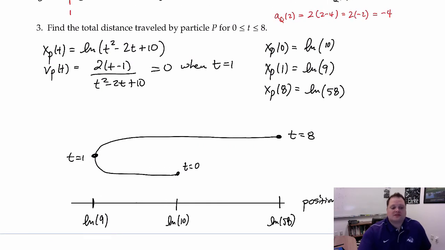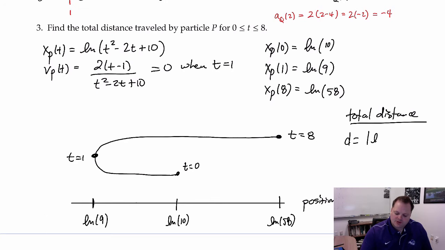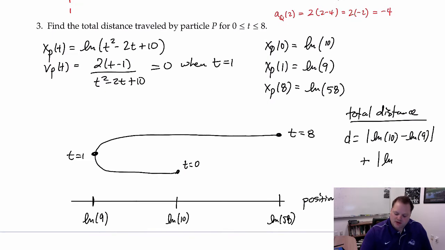So the question asked to find the total distance traveled by the particle on 0 to 8. So the total distance would be what? Well, you went from natural log of 10 to natural log of 9. So the distance here would be equal to the difference between the natural log of 10 and the natural log of 9, plus the distance from natural log of 9 to natural log of 58. So natural log of 9 minus natural log of 58.